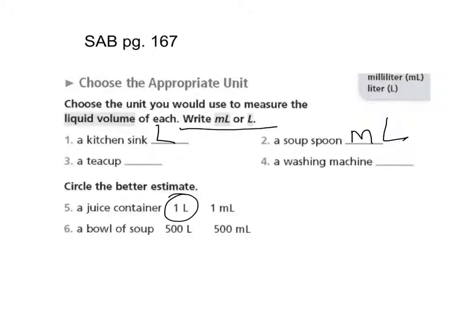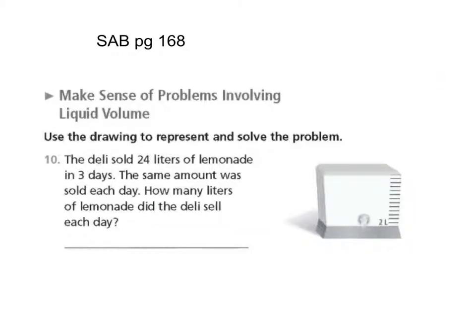Okay, so now that you're done with 167, you'll turn the page to 168. And this is make sense of problems involving liquid volume. So these are word problems, and use the drawing to represent and solve the problem. So a deli sold 24 liters of lemonade in 3 days. The same amount was sold each day. How many liters of lemonade did the deli sell each day? So we've got a picture, and it's counting by twos each line.